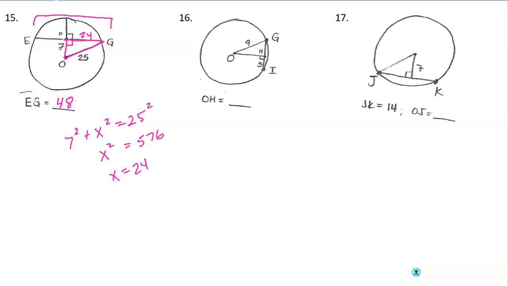In 16, I have this side is 5. I have a segment coming, it is perpendicular, which means this little guy is also 5. And then they want OH. So again, I can set up my right triangle.